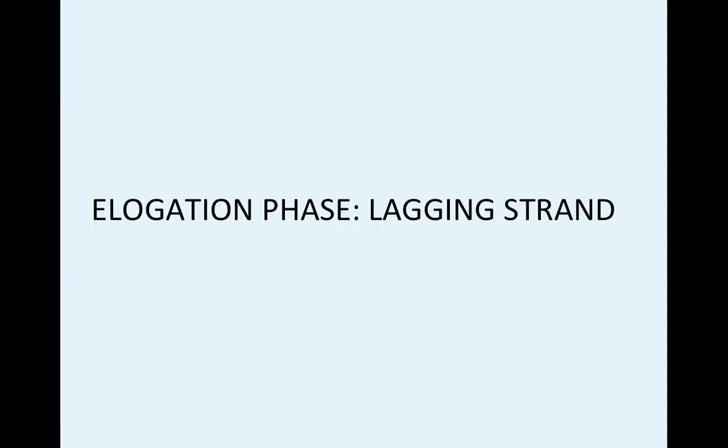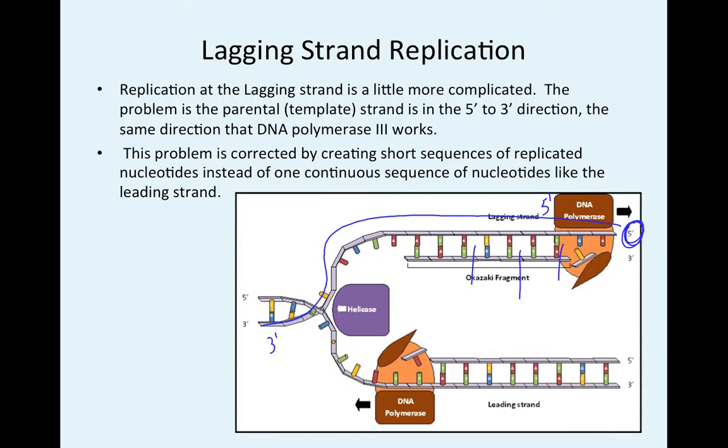Now let's go through the lagging strand. Replication of the lagging strand is a lot more complicated. The problem is the parental strand is in the 5' to 3' direction. So here's my parental strand, and it's in the 5' to 3' direction. Well, DNA polymerase is going to have to work the opposite direction, so it's going to have to work to the right.